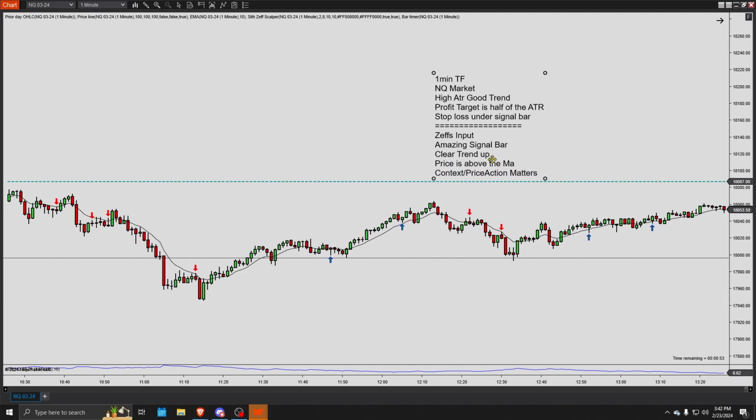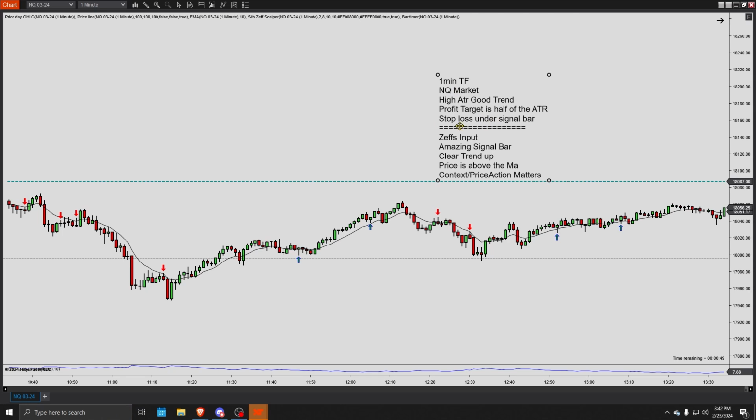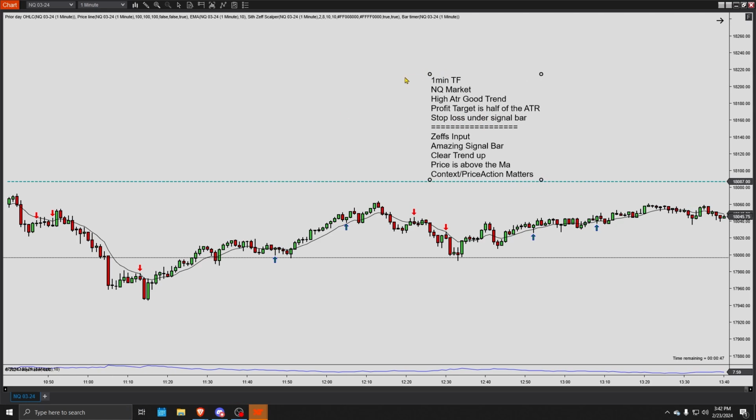But what I want to talk about is the actual strategy and how I filter it. So, we're going to use a 1 minute time frame. I like the NASDAQ market. This can work with the ES or anything else, but you want a clear, high trending, high moving market, good liquidity, and I like the NASDAQ for it. Found the best results with the NASDAQ.